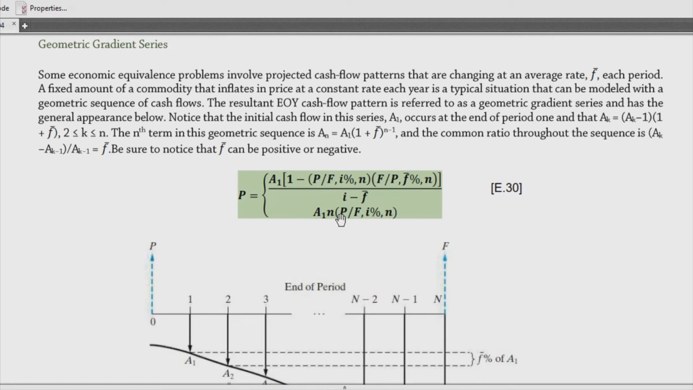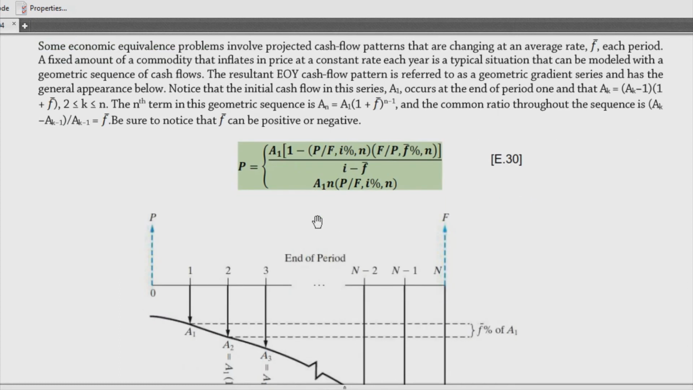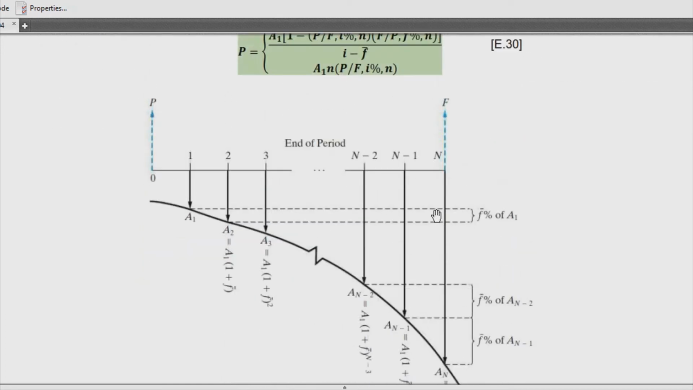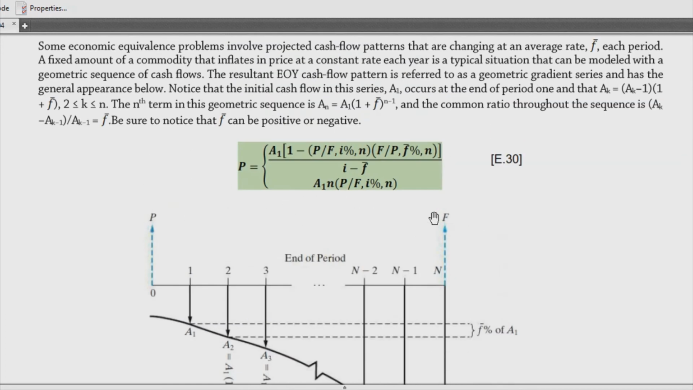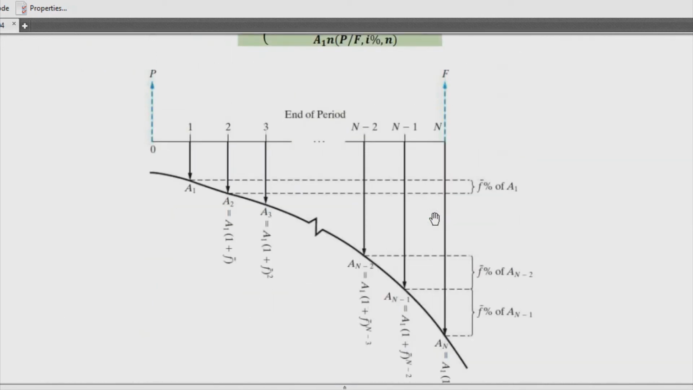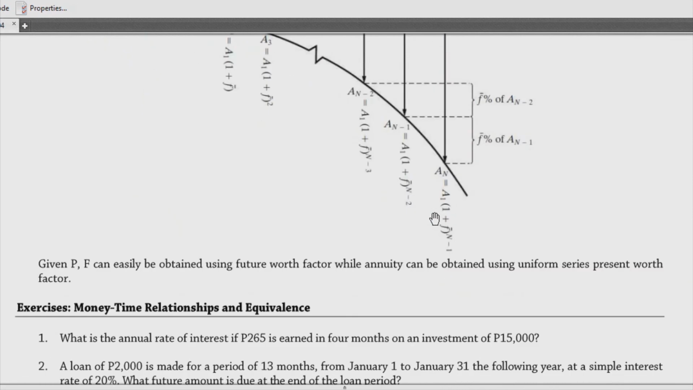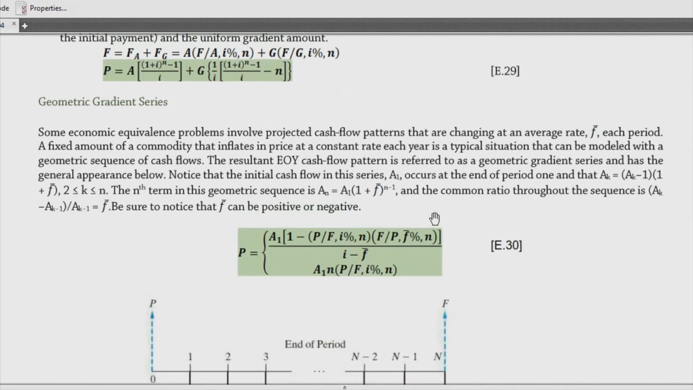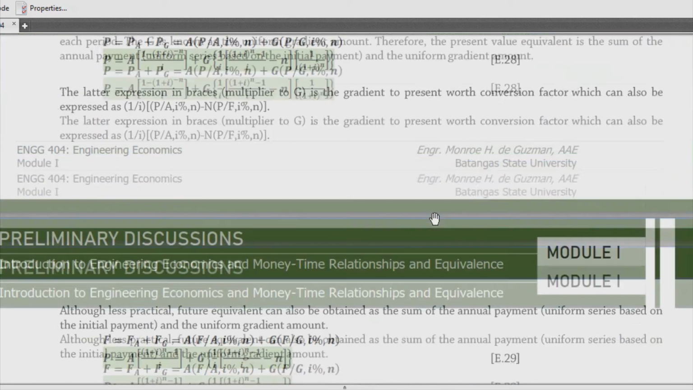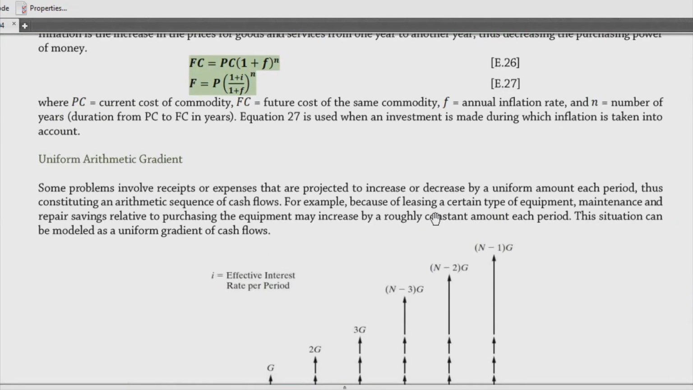And then A1N would be your first amount, and then you just have to multiply that with the number of periods that you will be paying that certain amount. Okay? So, yun lang ang atin for the geometric gradient series. So, basically, ito na yung kabuuan ng ating money time value.